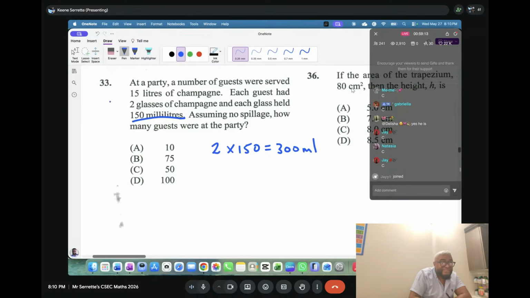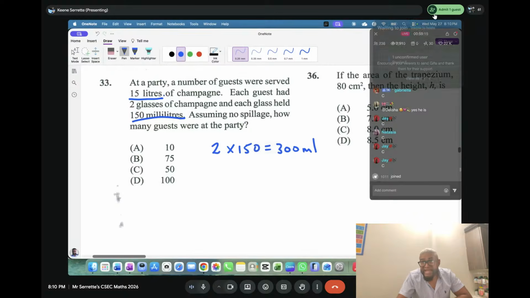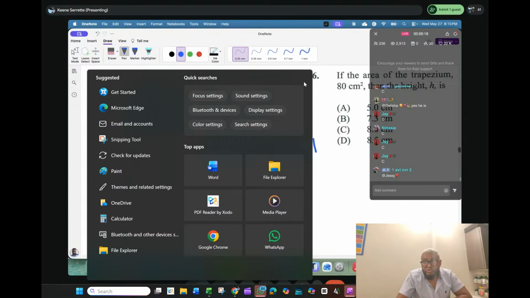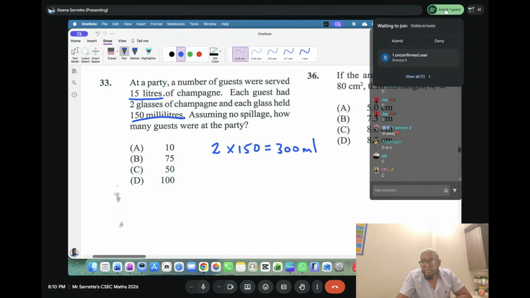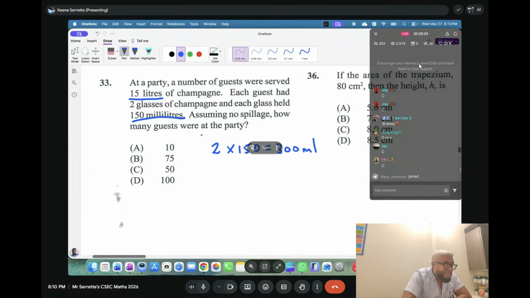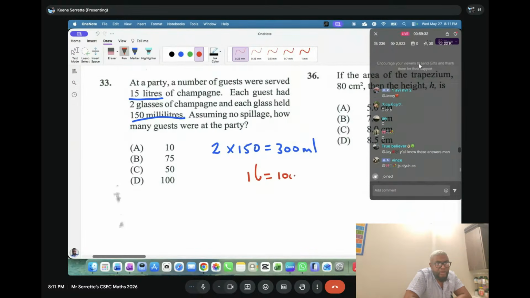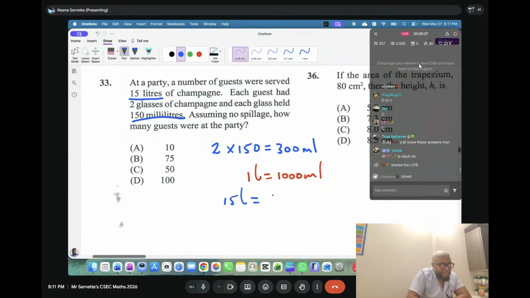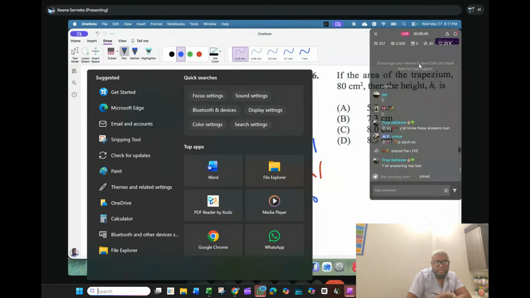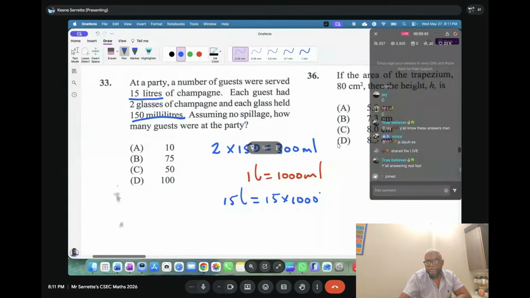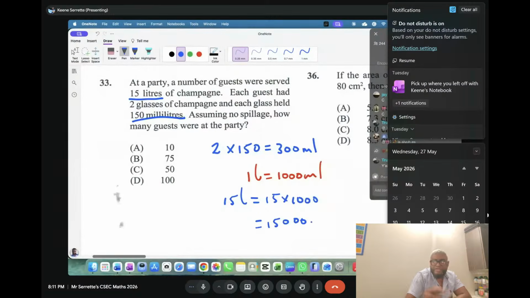This is 15 liters. By the way, 1 liter is how many milliliters? So 15 liters would be equal to 15 multiplied by 1,000, which would be 15,000.